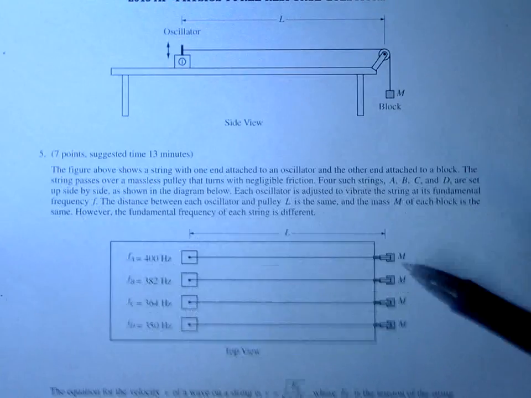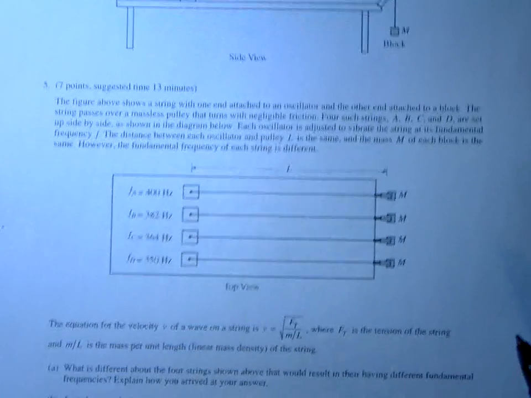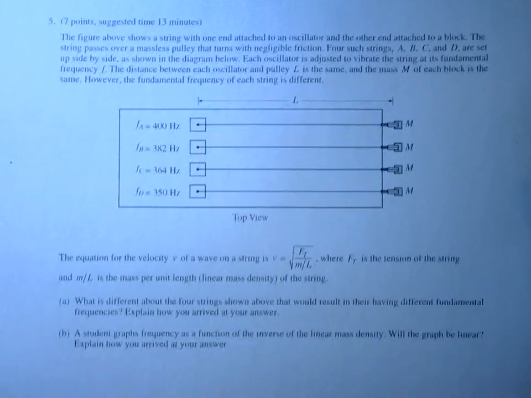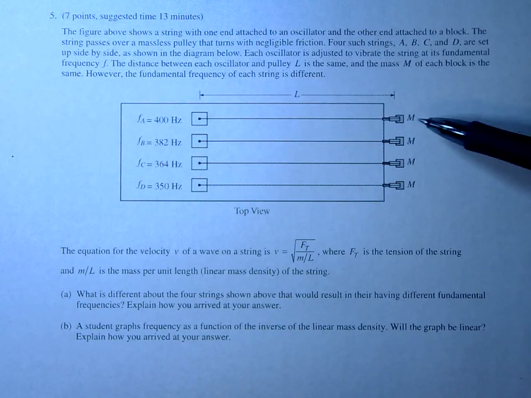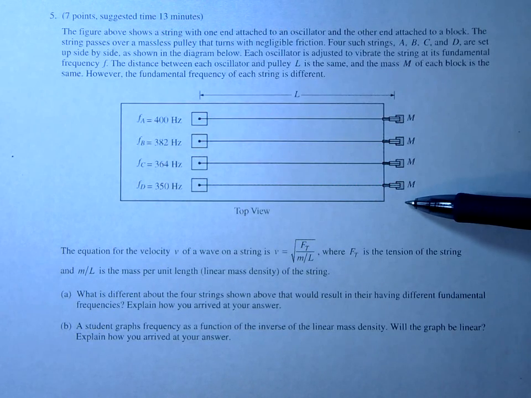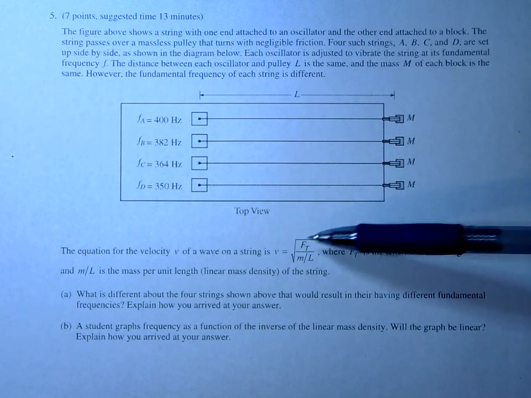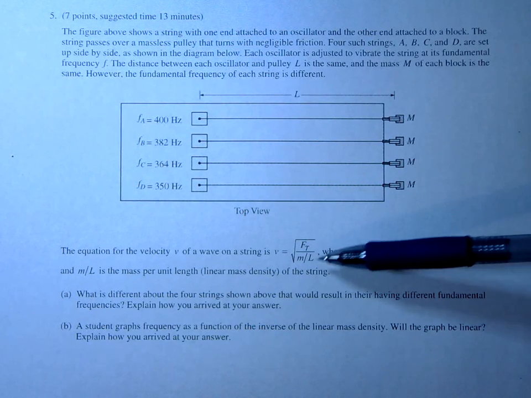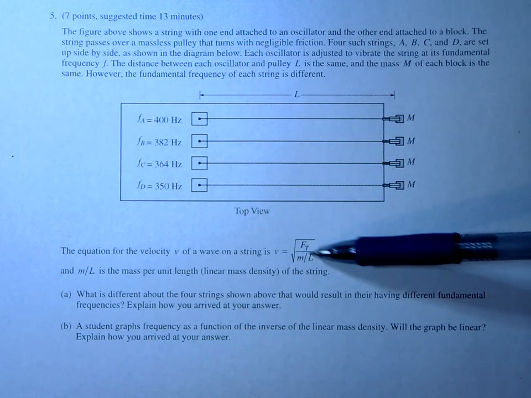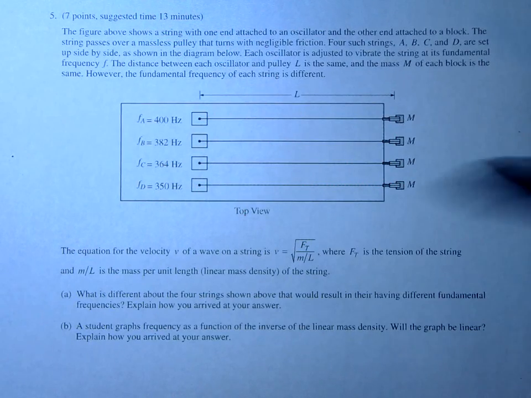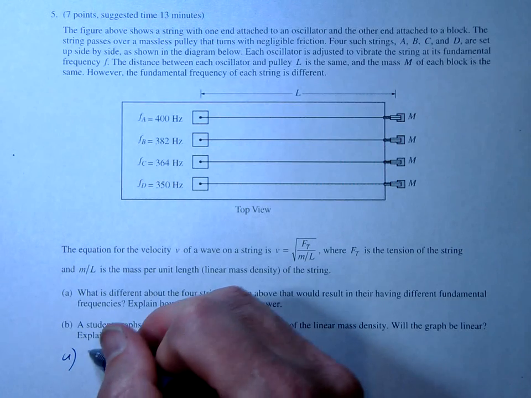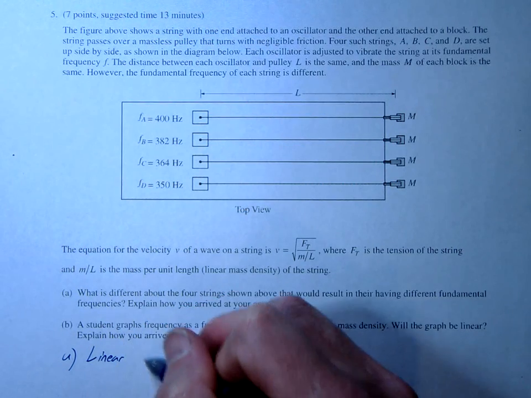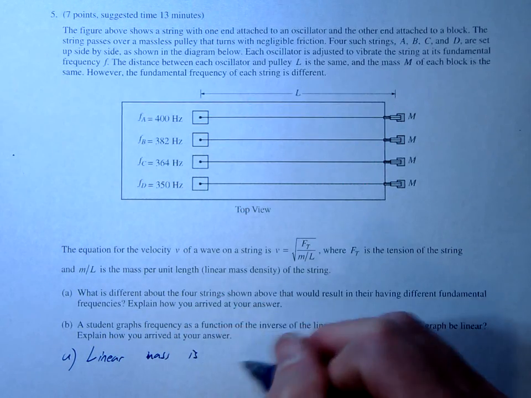So the first question says, what is different about the 4 strings? Each of these strings has a different fundamental frequency. They have the same lengths, the same mass, and therefore the same tension. So, taking a look at our equation, the linear mass density must be different for each of these, right? So how are we going to say this? Well, let's just state it first. The linear mass density is different for each string.